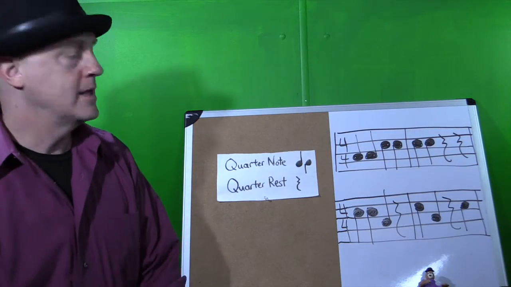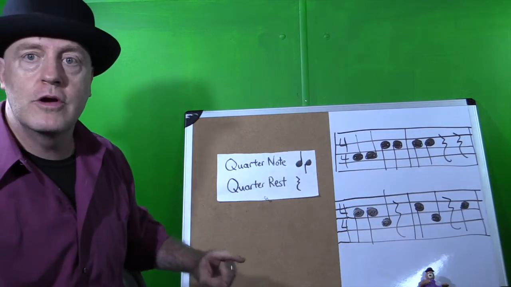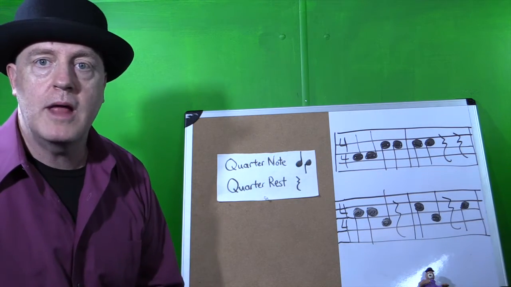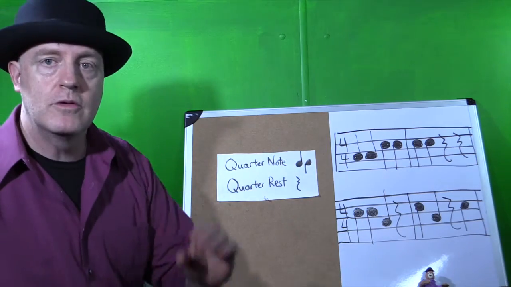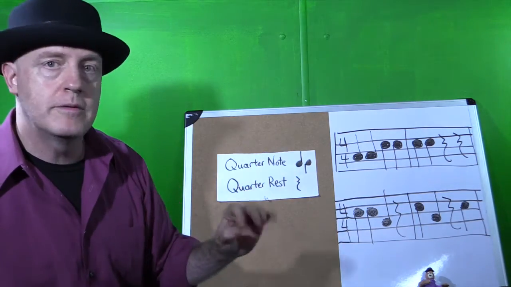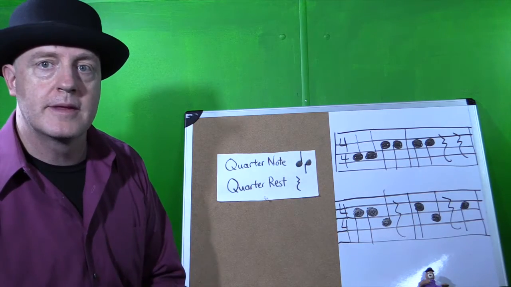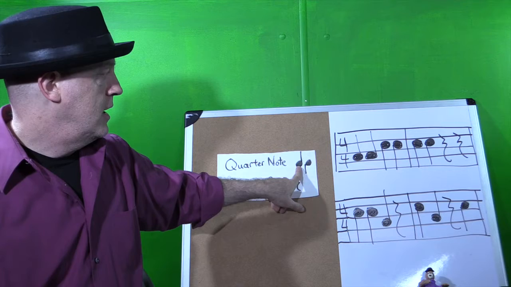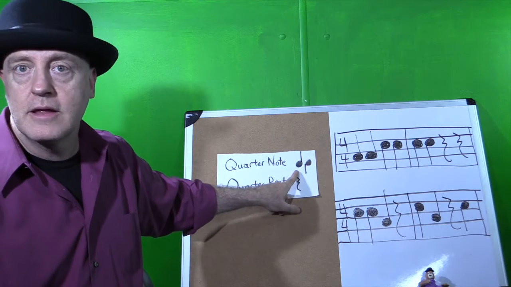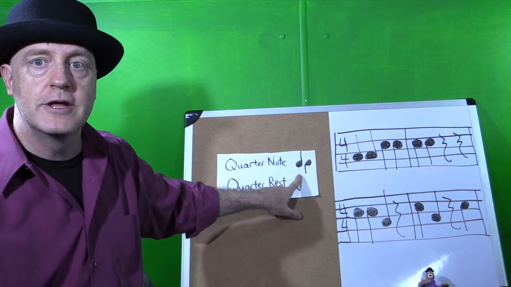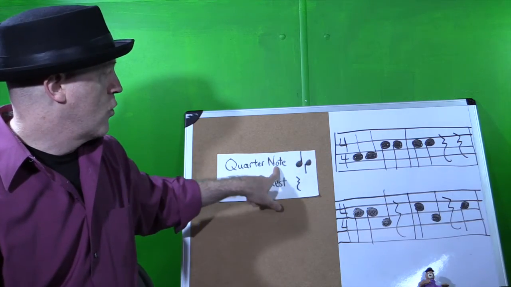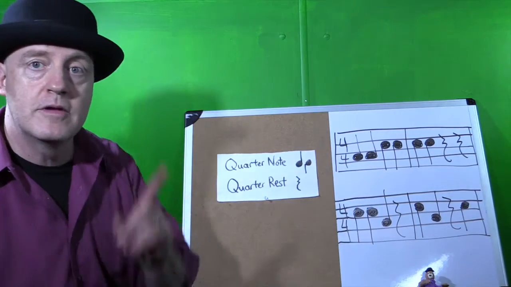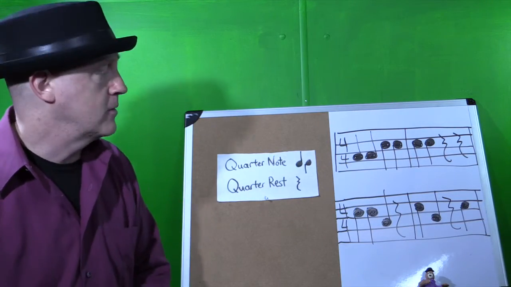Hello again, class. This week we're going to learn about quarter notes and quarter rests. Now, if you remember from last week, a half note is an oval with a stem on it. A whole note is an oval with no stem. Well, a quarter note is an oval with a stem on it, like a half note, but the oval is filled in. Okay? So a quarter note in music, in 4/4 time, is the thing that gets one beat. Okay?